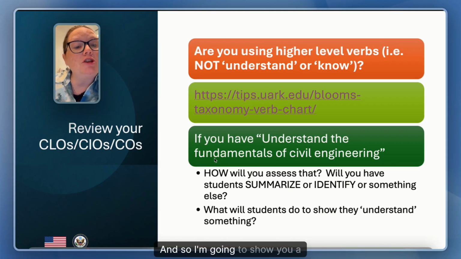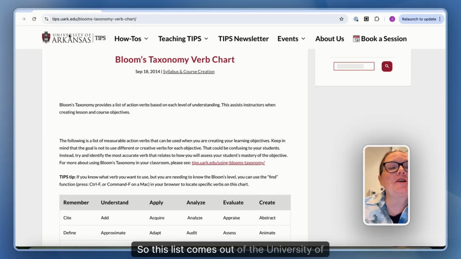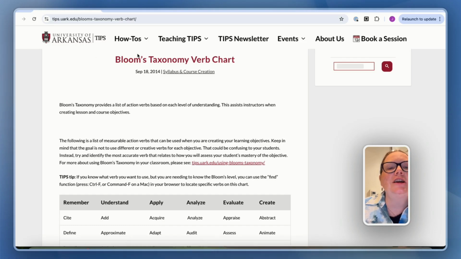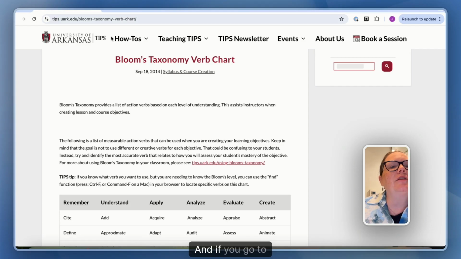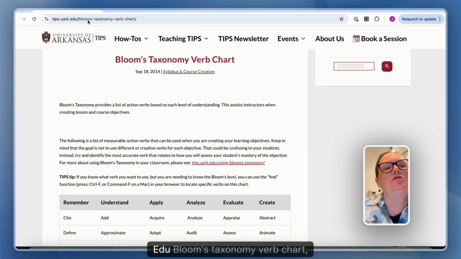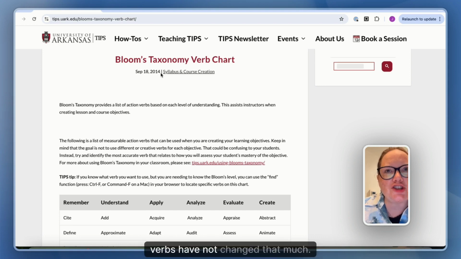And so I'm going to show you a website here. This list comes out of the University of Arkansas. It is the Bloom's Taxonomy Verb Chart. If you go to tips.edu Bloom's Taxonomy Verb Chart, you can get to this, and it is from 2014. Verbs have not changed that much.